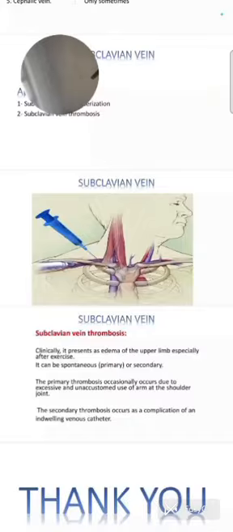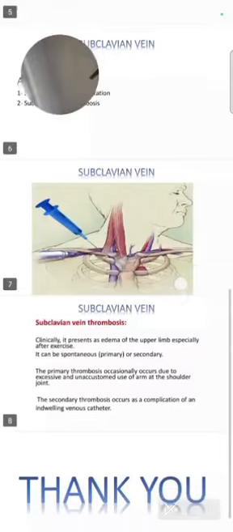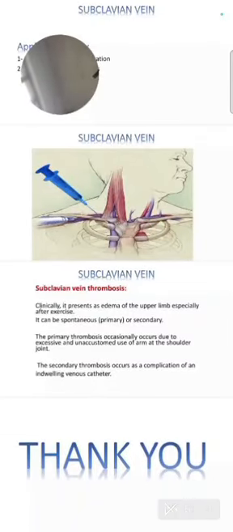So the subclavian vein thrombosis clinically presents as edema of the upper limb, especially after exercise. Either it can be primary or secondary. The primary thrombosis occurs only due to excessive and unaccustomed use of the arm at the shoulder joint. The secondary thrombosis occurs as a complication of an indwelling venous catheter. So this is about the subclavian vein origin, termination and its branches.